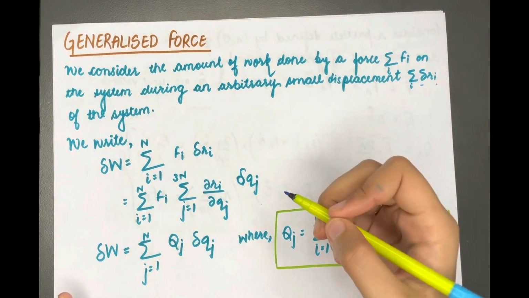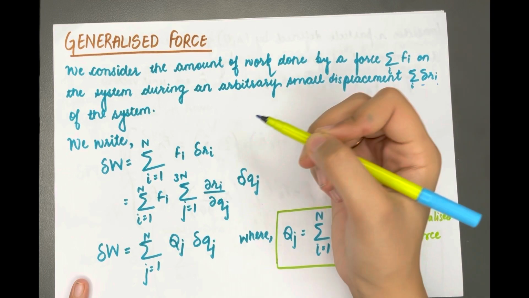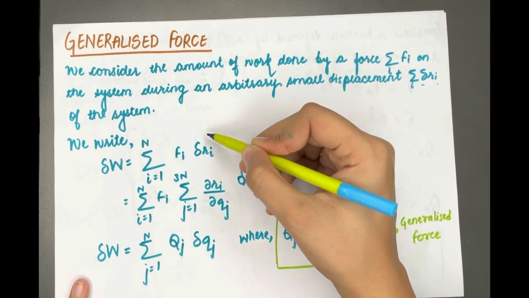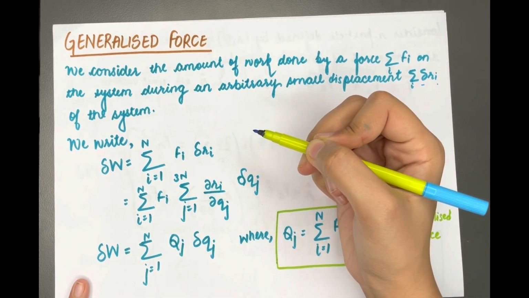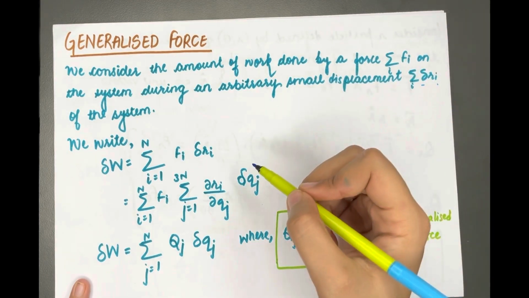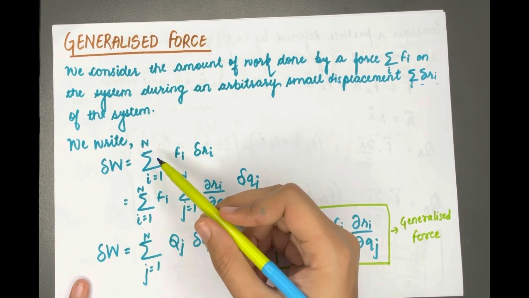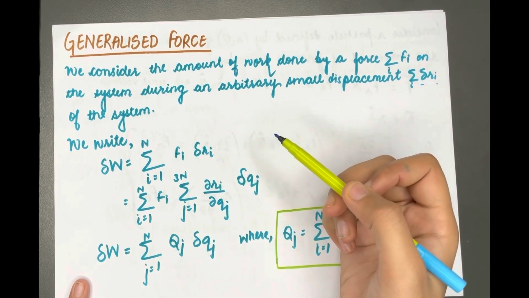We know when a force is applied on a system and it displaces the system through displacement δRi, work is done on the system, and the expression for work is given by δW = Σ (i = 1 to n) Fi · δRi.